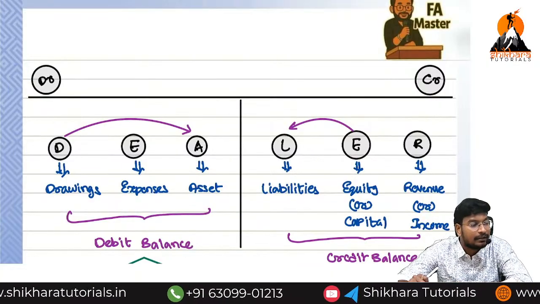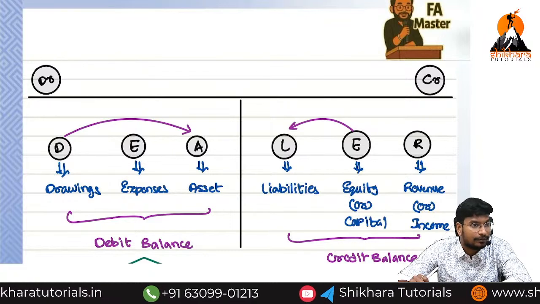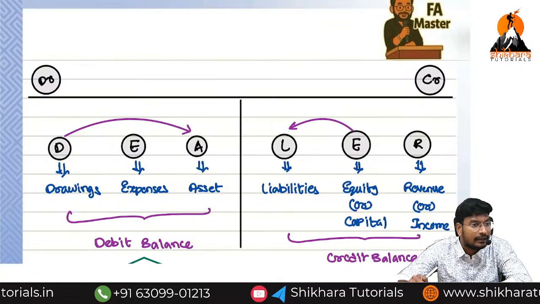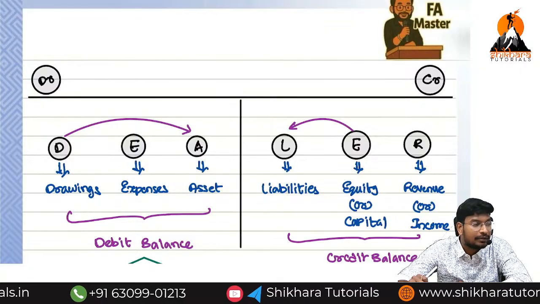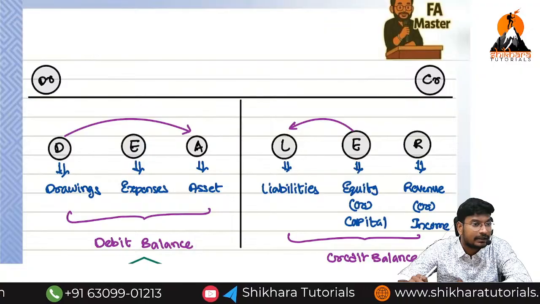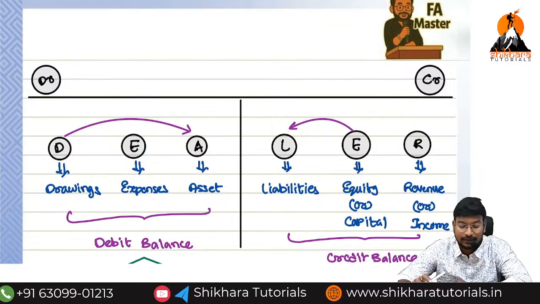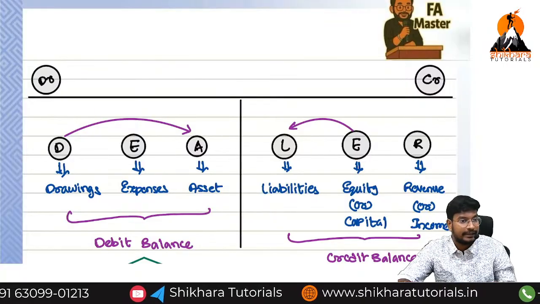And we have discussed the concept of capital. To the capital, we are going to add what? We are going to add interest on capital and additional capital. We are going to reduce the drawings and interest on drawings. Then we will get closing capital.